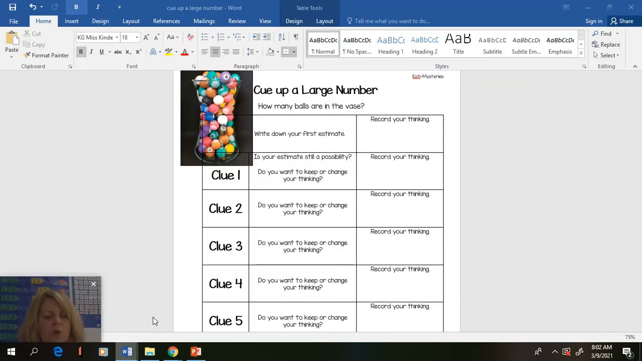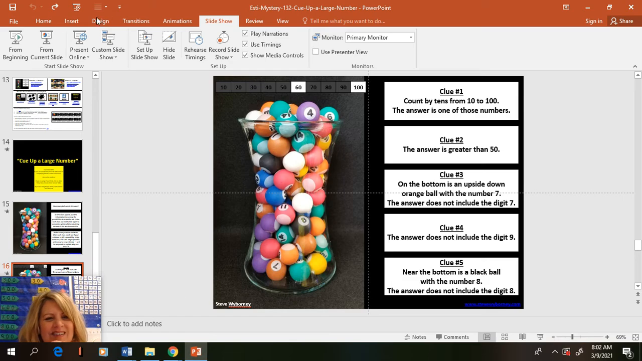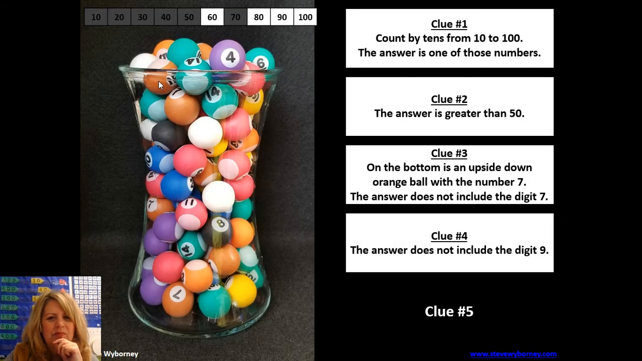Okay, we're on our recording sheet in the row that goes with clue 4. Do you want to keep your thinking or are you going to make an adjustment? Yay! I love the way you keep recording your thinking.